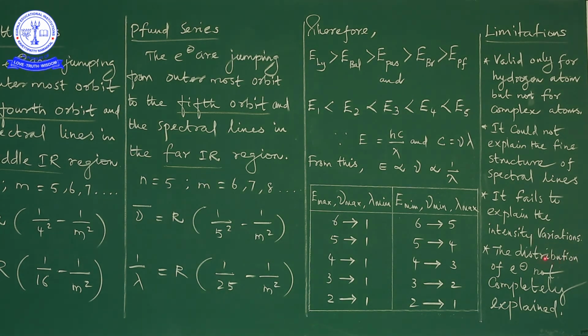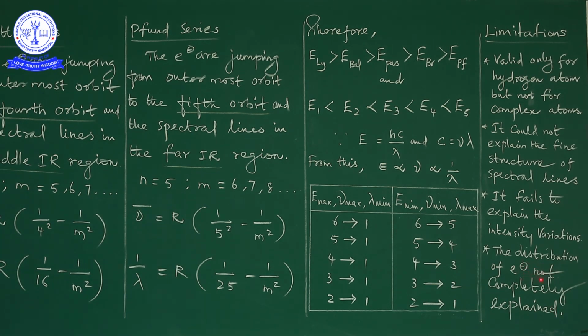And the last but not least, the distribution of electrons is not completely explained by the Niels Bohr atom model. Distribution of electrons means the electrons always revolving around the nucleus. It is not completely explained by the Niels Bohr atom model. So we conclude that all the atom models are explained very clearly, but all the atom models fail to explain some of the difficulties.